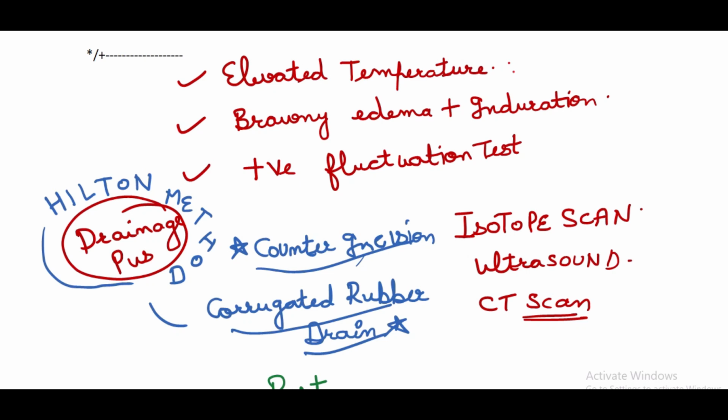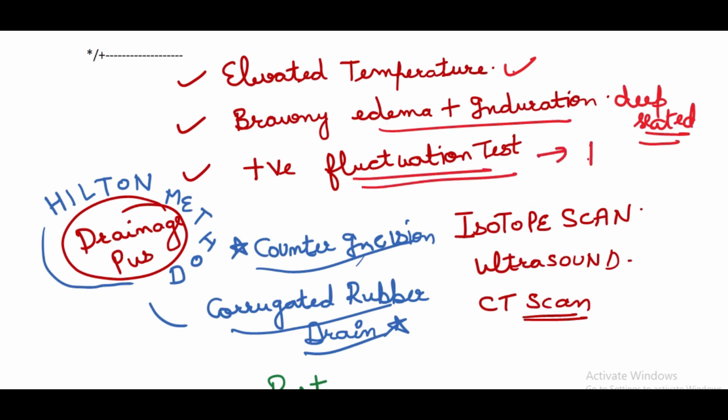So, what are the key points of the pus? First of all, there would be elevated temperature that indicates the presence of pus. There would be pitting edema with induration. So that occurs when the pus is deep seated. Apart from that, you will see that the fluctuation test would be positive.